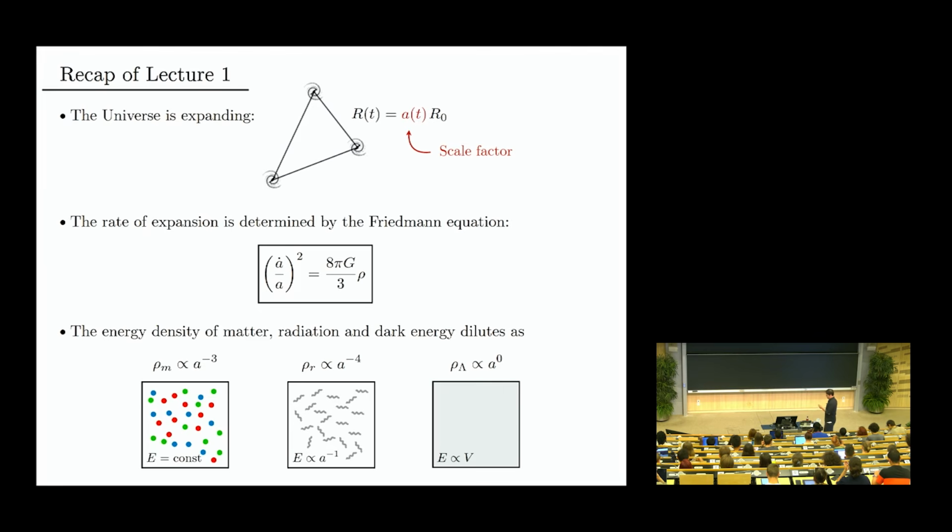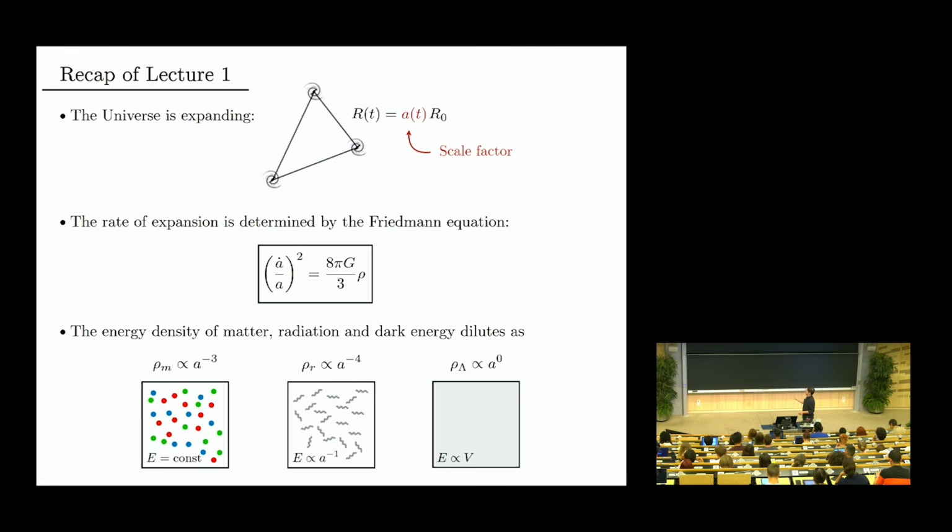Let me start by giving a quick recap of what we did in the first lecture. We started off with the fundamental fact that the universe is expanding. Because the universe is homogeneous and isotropic, the same in every direction and at every point, it can be described by a simple relationship: distances are expanding by the scale factor. So there's a single function in time that describes the evolution of the universe.